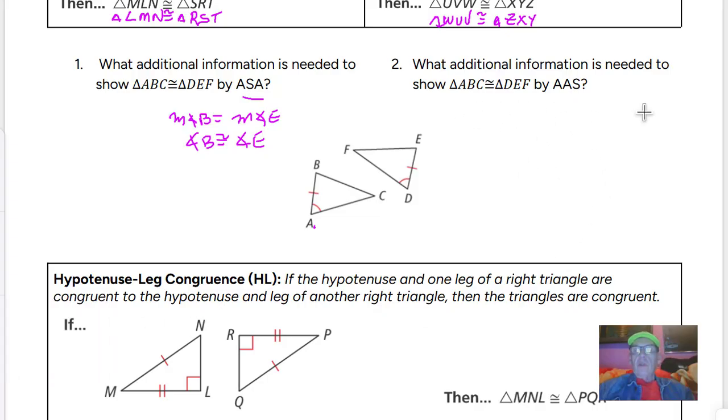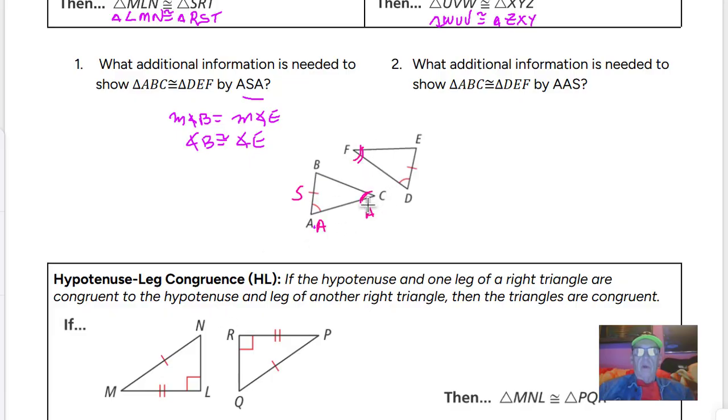So for number 2, it says, what additional information is needed to show that triangle ABC is congruent to DEF by angle side? Now, angle side is like an angle, skip a side, an angle, and then the next side. So let's see. So angle side, if we had C, that would give it an angle, and then A would be the angle, and then BA would be the side. So angle C would have to be congruent to angle F.